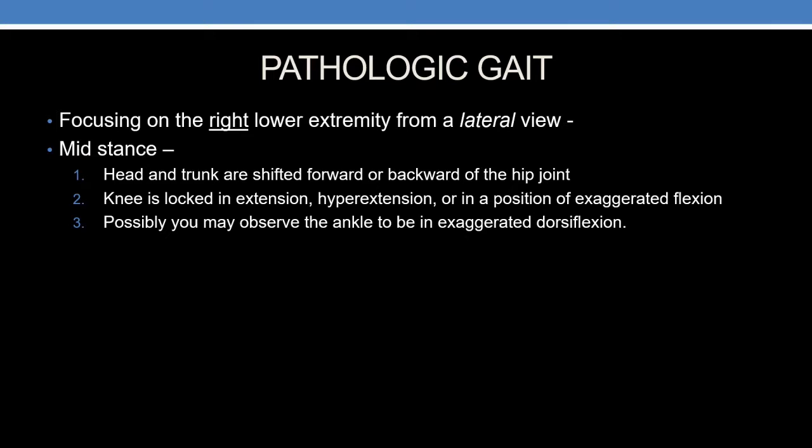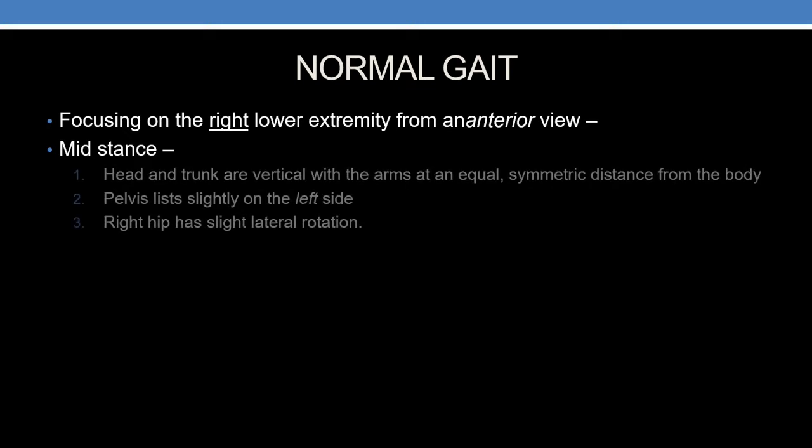Now, what about from the anterior view? From the anterior view, as the injured worker walks towards you, the head and trunk are vertical, and the arms are at an equal and symmetric distance from the body, and the pelvis possibly could lift slightly now to the left side, and the right hip has a slight lateral rotation. And this is describing a specific type of gait, and I'll reveal that to you here shortly, but for now just picture this in your mind.